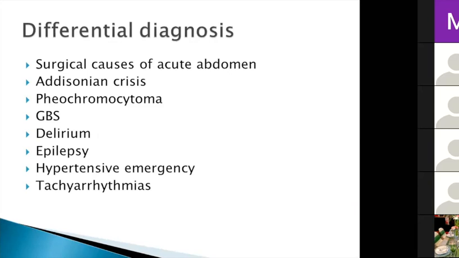We need to rule out pheochromocytoma, which is also a differential. Guillain-Barré syndrome is also a big differential, especially when they present with paresis, which affects proximal muscles before distal muscles. We need to rule out delirium if they present with psychiatric features. If they have seizures, we need to rule out epilepsy. We need to rule out hypertensive emergency and tachyarrhythmias in these patients.